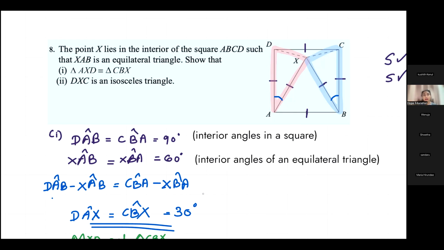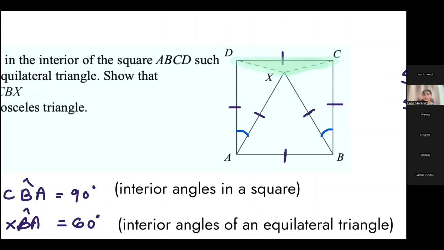Okay. Let's come back to this. DXC is an isosceles triangle. Let me erase this. What do we call DXC? Oh, this one. Okay, Sasheli, no worries. DXC is this tiny little triangle. This little one. We have to show that it's an isosceles triangle.